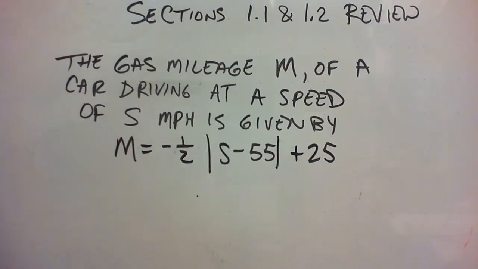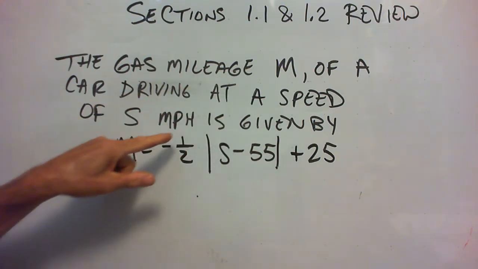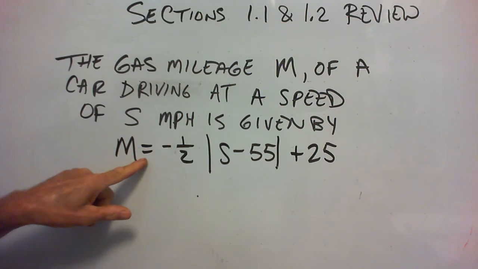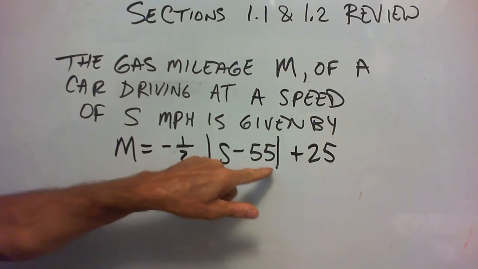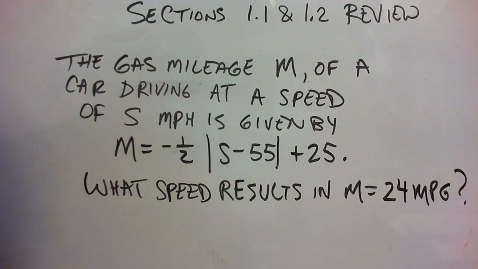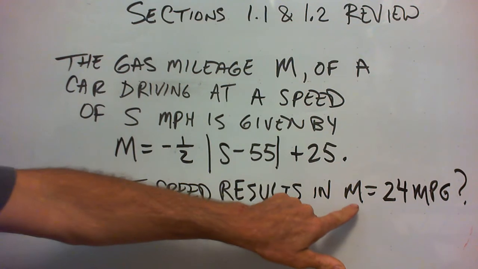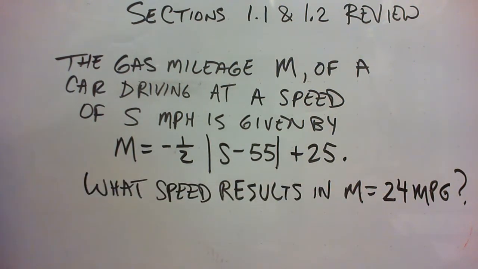Okay, our last problem for 1.1 review. This is a WebAssign problem. The gas mileage M of a car driving at a speed of s miles per hour is given as M equals -1/2 times the absolute value of s minus 55, plus 25. And the question I ask here is, what speed results in gas mileage M equals 24 miles per gallon?